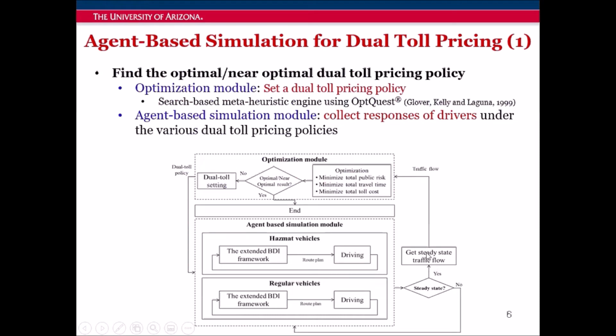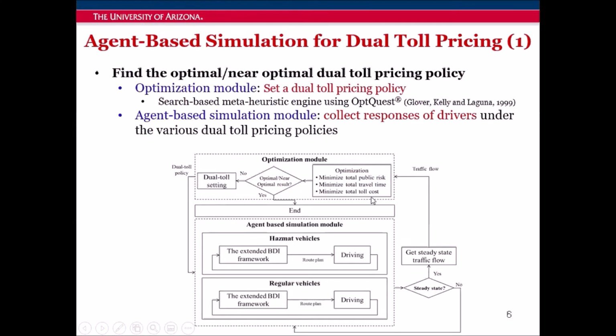Here is the structure of my simulation-based optimization approach. It has an optimization module as well as an agent-based simulation module. It's kind of hard, but if you have knowledge about OR, operational research, you can understand this easily. The optimization module sets the parameter, in other words the decision variable, which in this study is the dual toll setting. Under the given dual toll setting, we conduct the experiment using simulation, and then there is the simulation output in terms of safety. Here we have three performance criteria: total public risk, total travel time, and total toll cost. So time, risk, cost.